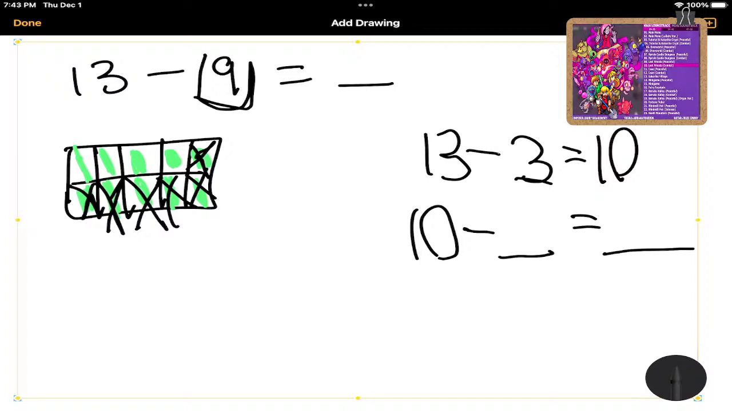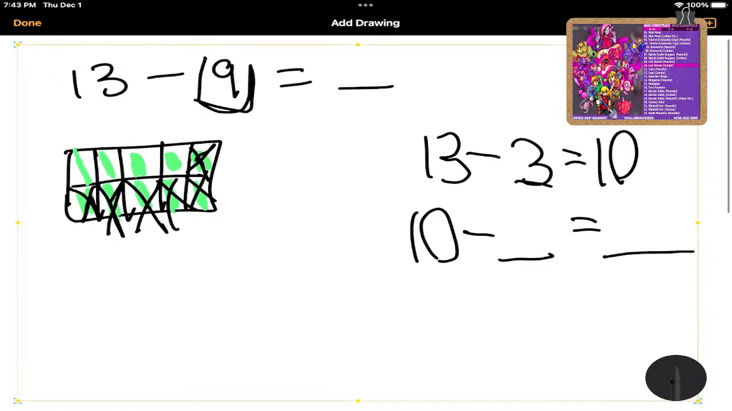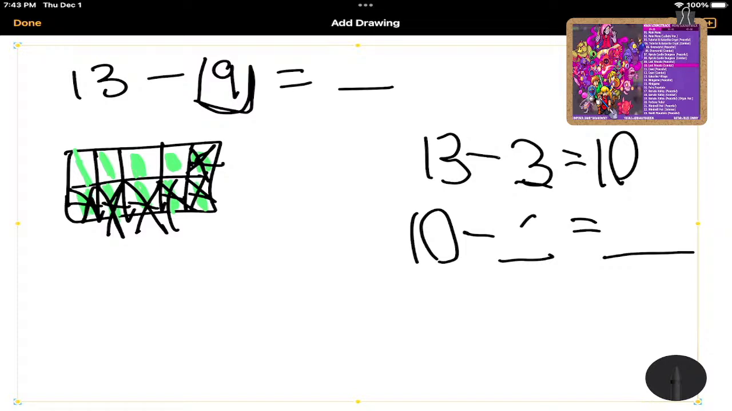The ones that are crossed out, you're subtracting, right? Yeah. The ones that are crossed out. How many did you cross out? 1, 2, 3, 4, 5, 6. Okay. So where does that go? Here. Okay. So what's the equation now? 10 minus 6 equals 4. So what's the answer? 4.